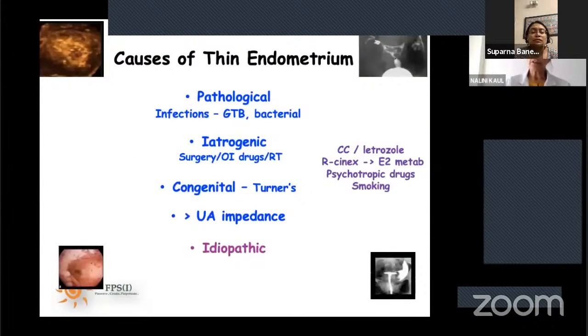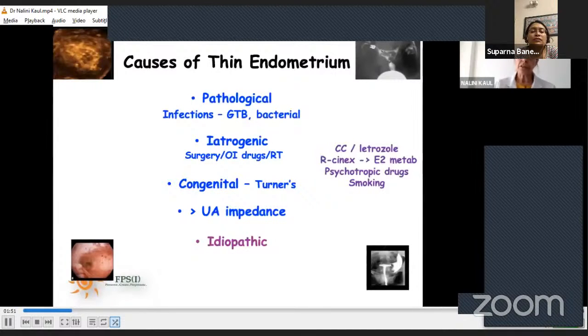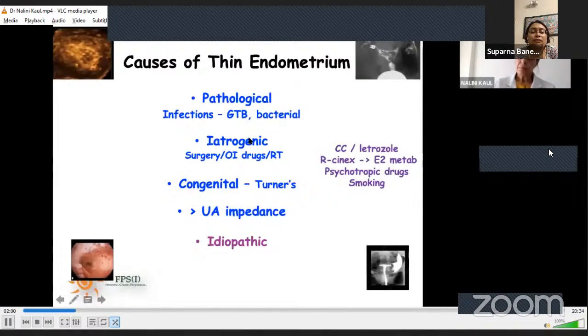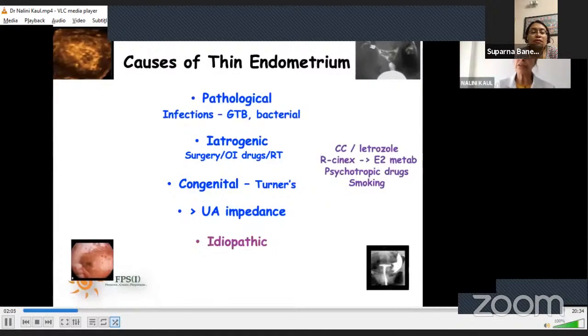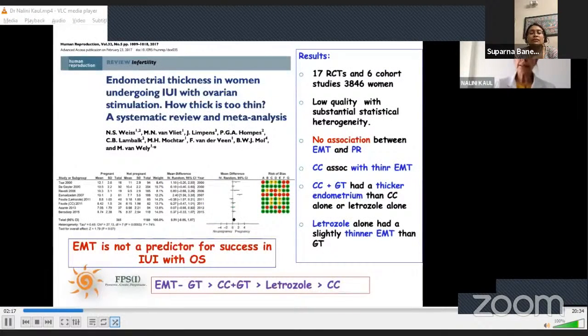The commonest cause in India, in terms of pathology, is genital tuberculosis. We have a large segment which is iatrogenic. That means we create the problem either by giving drugs such as clomiphene and even letrozole, or where estrogen metabolism is increased by doing very thorough curettages and ruining the basal layer of the endometrium, or in cancer treatment through radiotherapy. There are congenital causes and vascular and idiopathic, which is, of course, the most difficult of all.